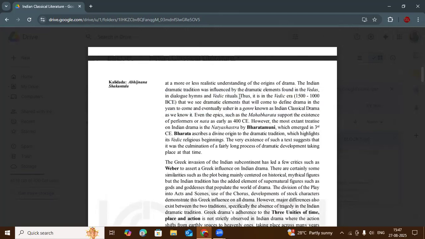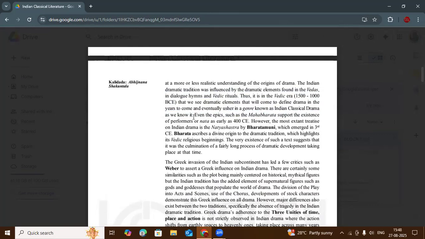Next slide. Thus in the Vedic era, which is not the whole Vedic era but about 1500 to 1000 BCE, before the Common Era, we see dramatic elements that will come to define drama in the years to come, and eventually usher in a genre known as Indian classical drama as we know it.